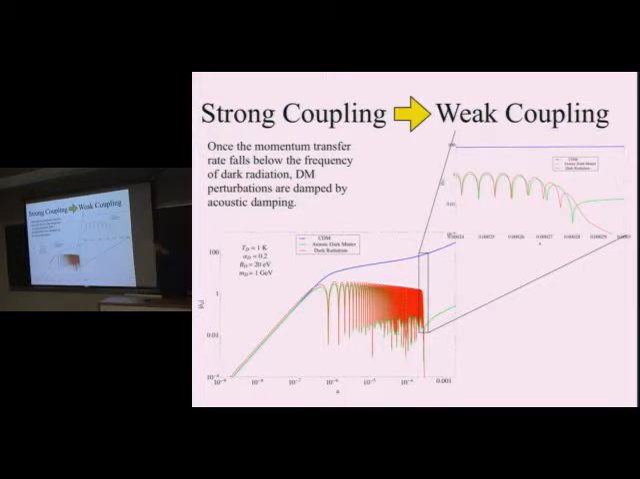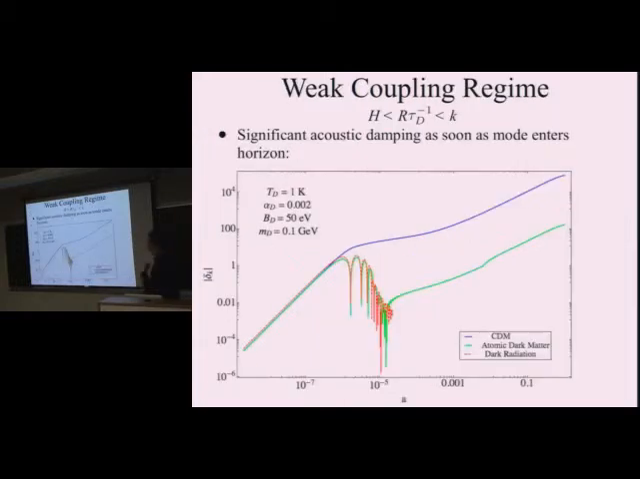So you should have no structure at that time at these scales. And if you enter the horizon in the recoupling regime, if this momentum transfer rate is much smaller than the frequency of the photon, you just start oscillating, but the damping kills you right away, and you start growing again late, after decoupling, but from a much reduced amplitude. So this is a different kind of scenario.